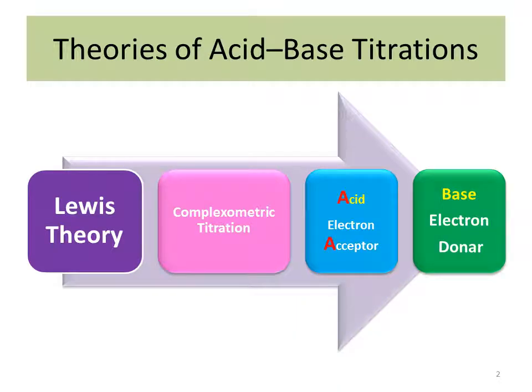We have studied before theories of acid-base titrations, from those, Lewis theory. Complexometry titration is considered to be one of the Lewis theories, where the acid part is the electron acceptor, the basic part is the electron donor.